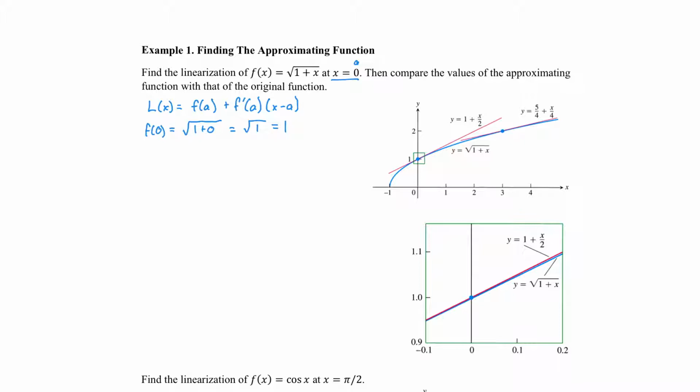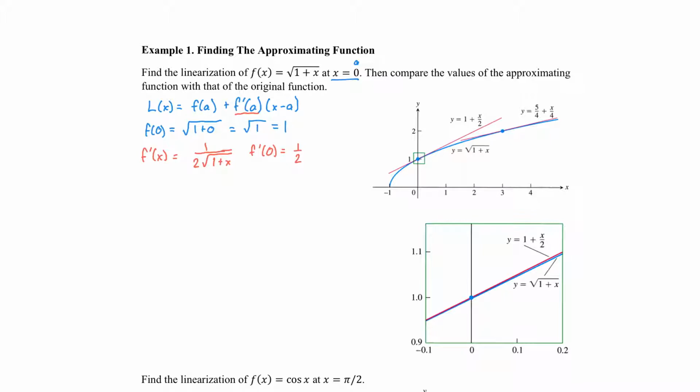Now, let's go ahead and get the other information. So we're going to need f prime of a. Of course, we can go ahead and actually find the derivative right here. So f prime of x is going to be 1 over 2 square root of 1 plus x, and you can easily verify that by just using the power rule. So that is to say f prime of 0 is just going to be 1/2.